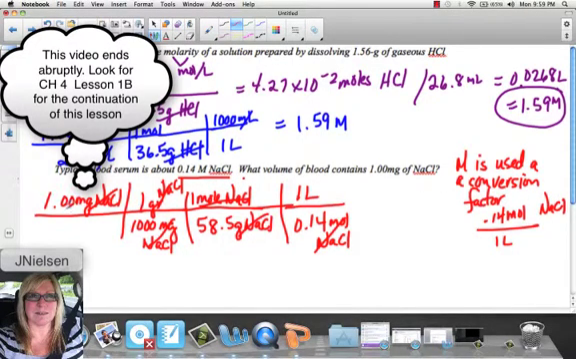So now I've got 1 times 1 times 1 divided by 1,000 divided by 58.5 divided by 0.14. And I'm going to get 0.0000122 liters, or better expressed as 1.22 times 10 to the negative 4 liters of NaCl.